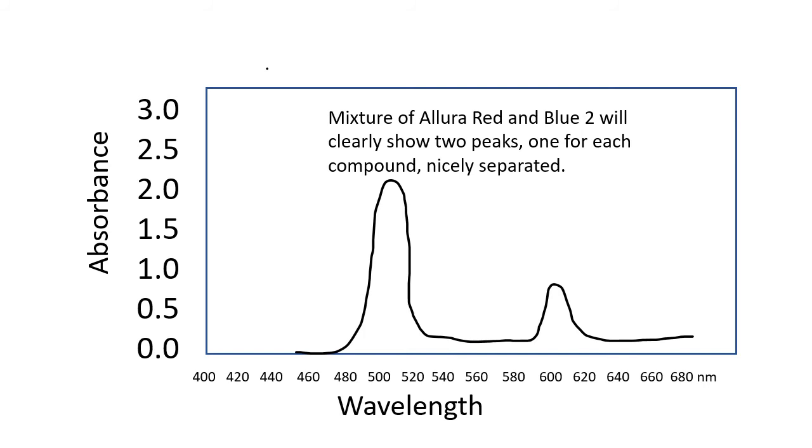So for example, here's Allura Red and blue 2 together, and their wavelengths are very different from one another, and so they're easily separated by the spectrum. So it's very clear that we have 2 dyes here. One is Allura Red, and the other is blue 2.